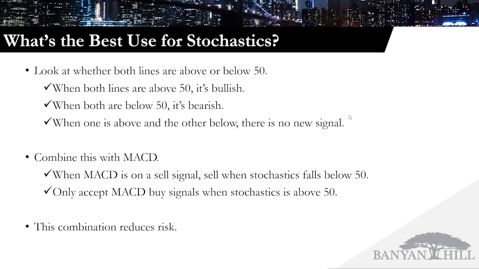Combine this with MACD. Only take the MACD signals when it's confirmed by stochastics, so only sell using MACD when stochastics falls below 50. This combination actually does reduce risk and will keep you out of significant bear markets. In all my research, this is the best use of the stochastic that I've found. It simply won't work to get you market-beating results on its own.